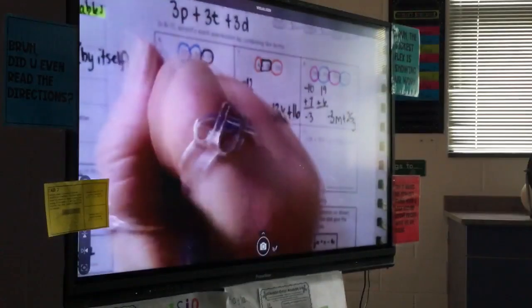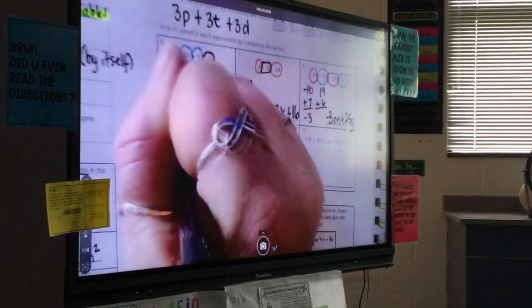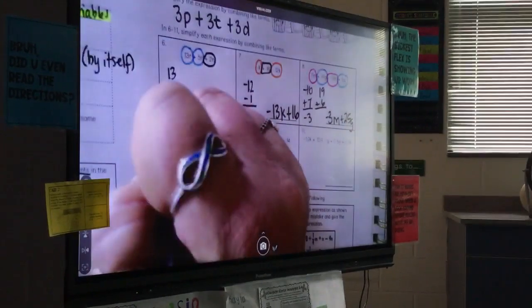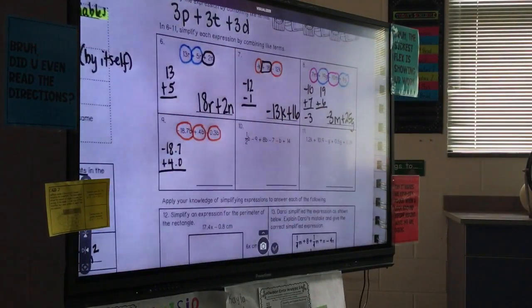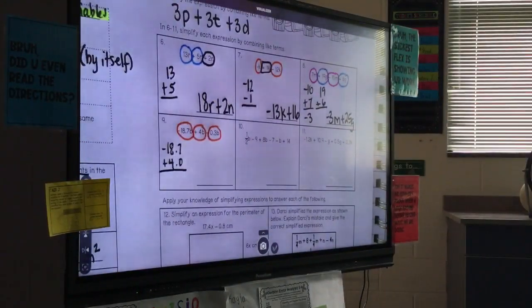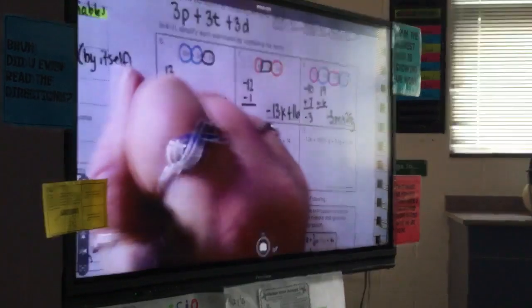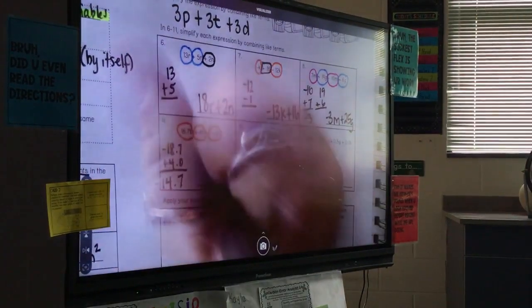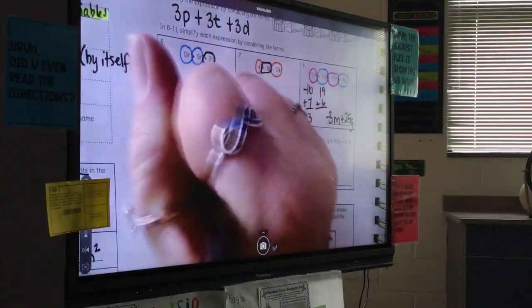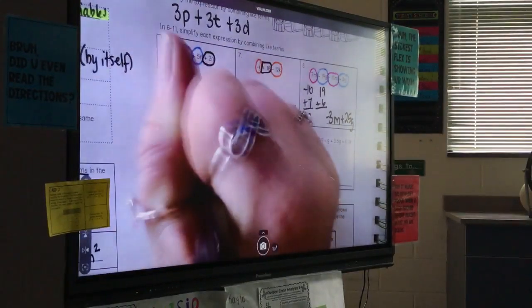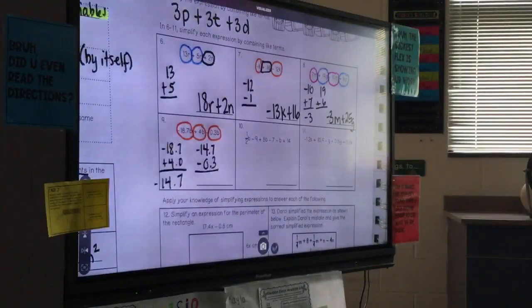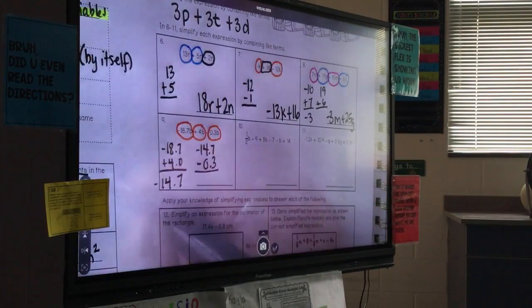And you can do it a couple different ways. I'm going to keep it as simple as I possibly can. So when I do negative 18 and 7/10 plus 4, what do I get? Negative 14 and 7/10. And then I have negative 14 and 7/10 minus 3/10. What do I end up with? Negative 15b.